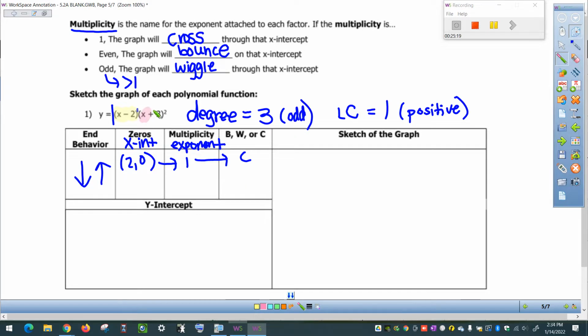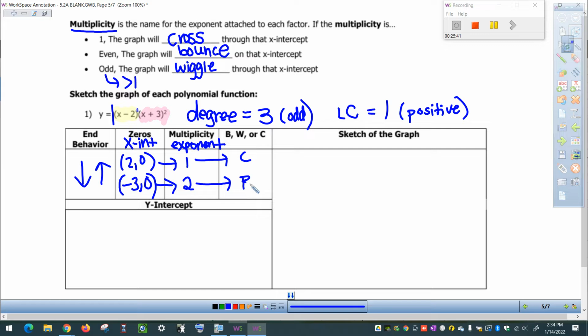All right, next little piece here, I'm going to highlight that in pink. What should we say for the x-intercept? -3. It looks like +3. We're going to change it to the opposite sign. What is the multiplicity of that one? 2. And because it's a 2, it is going to bounce.